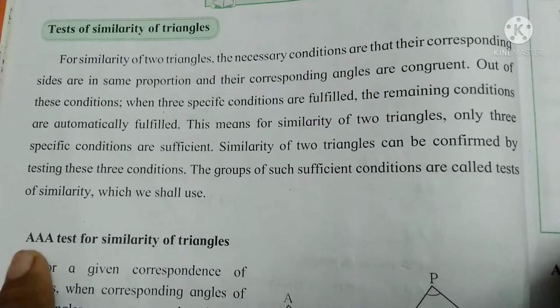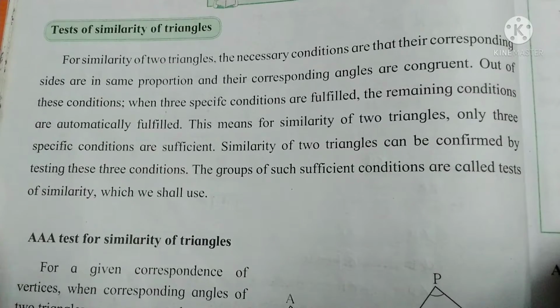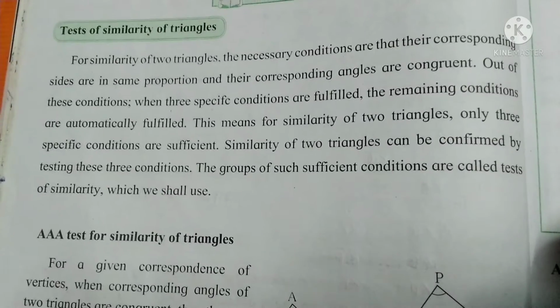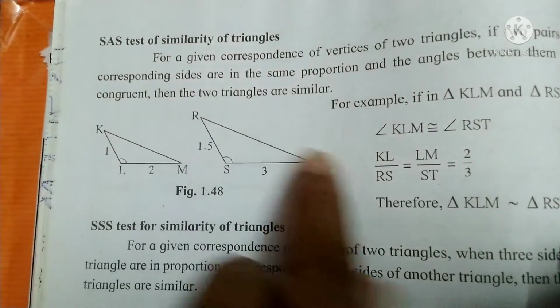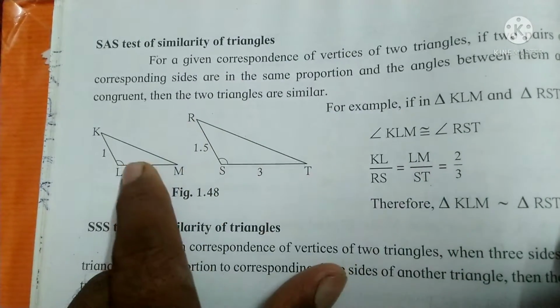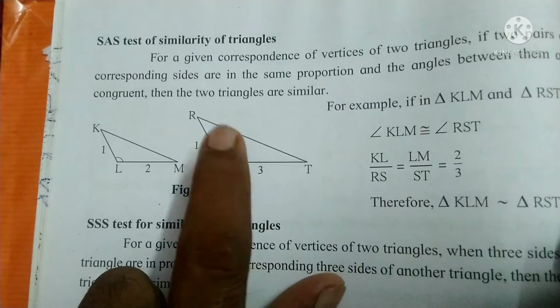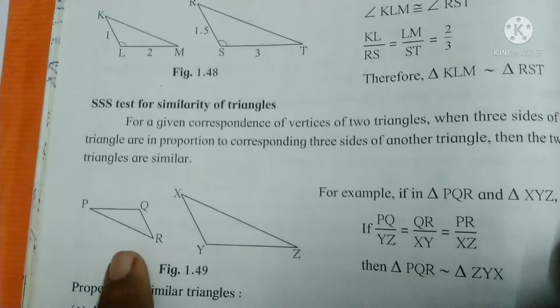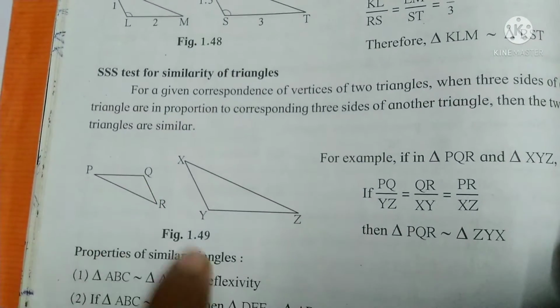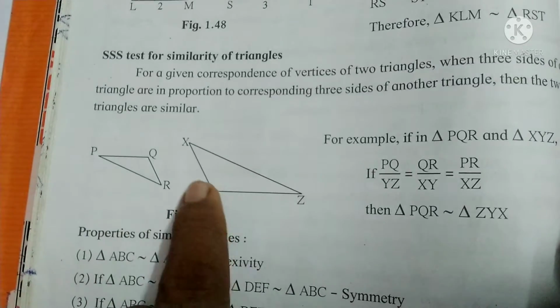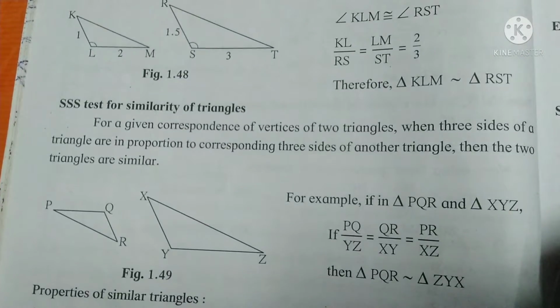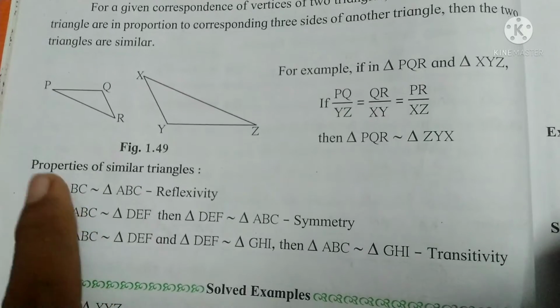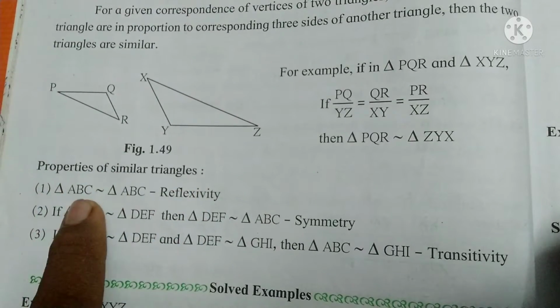We study the AAA test, but we can use only the AA test, the SSS test, and the SAS test. Two sides are proportional and the angles between them are congruent. So this is the SAS test.